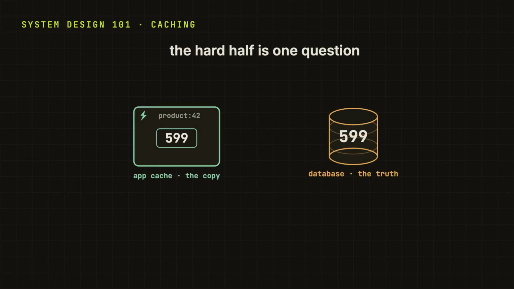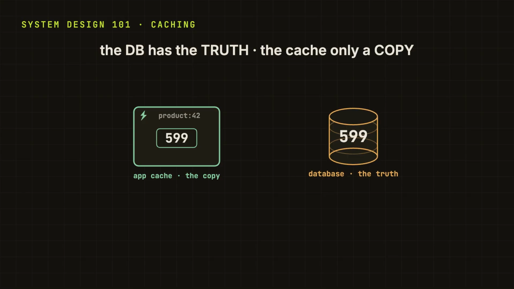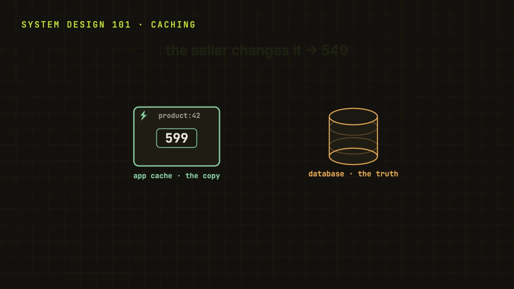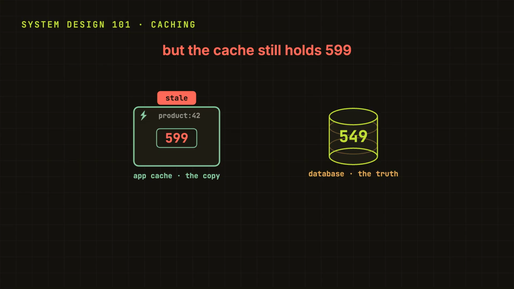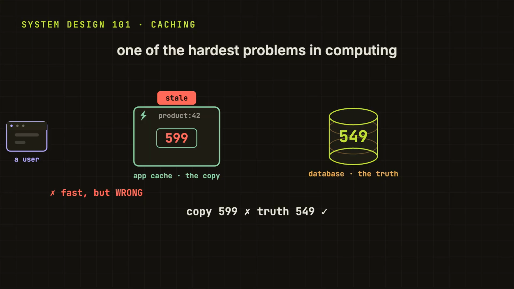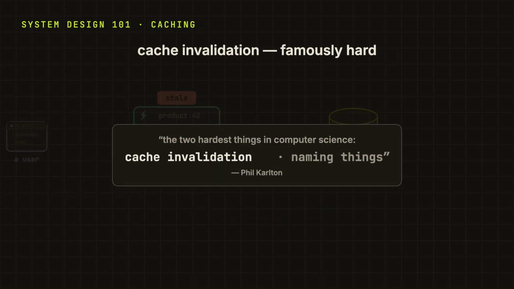Okay, so the whole hard half of caching is really one question. When is my copy still okay to use? Because again, the database has the truth and the cache only has a copy. Go back to our price. The seller changes it to 549. The database updates, but the cache is still sitting there holding 599, happily serving it to everyone. Fast and wrong. And this is genuinely one of the hardest problems in all of computing. There is a famous joke that the two hardest things in computer science are cache invalidation and naming things. And honestly, this whole section is the first one.